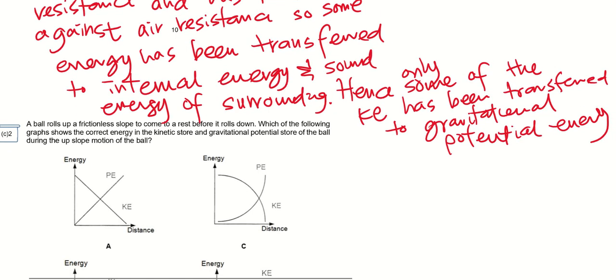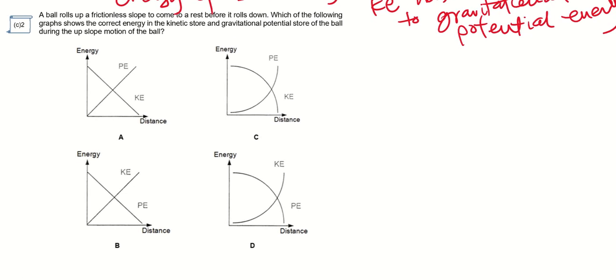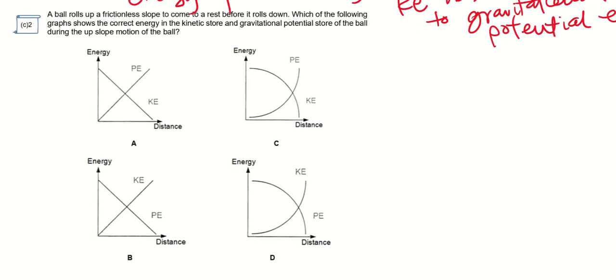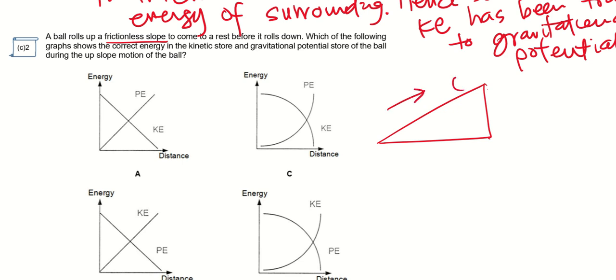Okay, please try C2 as well. If you have not tried, please pause the video. For C2, a ball rolls up a frictionless slope. That means there is no friction, so it comes to rest before it rolls down. I'm going to draw a slope to show how it looks. It rolls up a frictionless slope and comes to rest. Initially it was here, somebody gave it a push, it rolls up, and over here it comes to a stop, so the v is 0 meters per second before it rolls down.